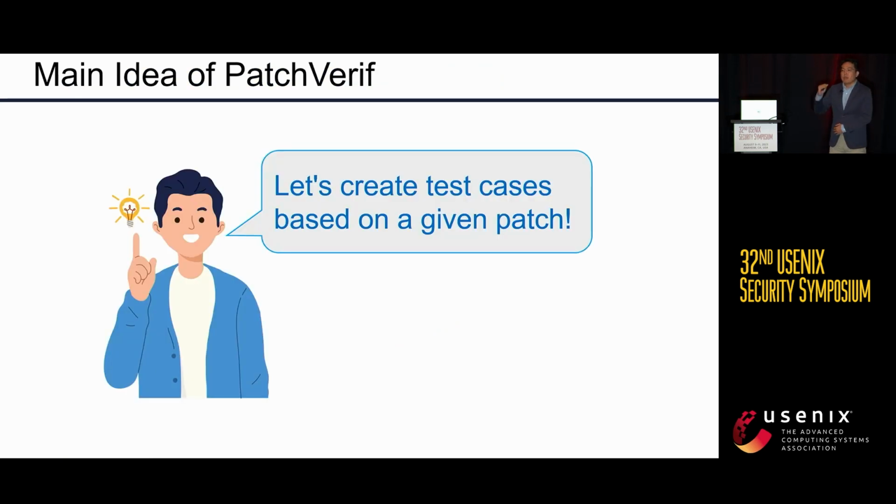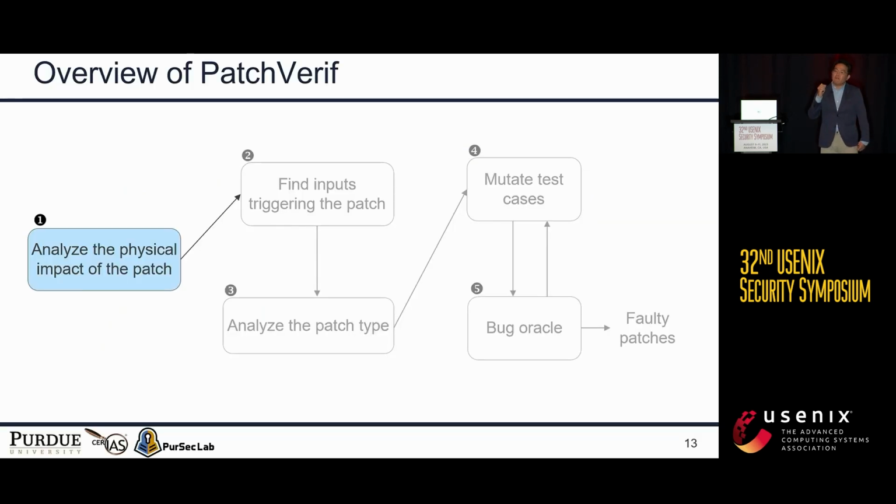Okay, the main limitation of manually defined test cases is that they always test the same scenario again, regardless of the patch code. In order to tackle this issue, our main idea is that we can mutate test cases based on a given patch code snippet. That's why we developed a new patch verification framework. Its name is PatchVerif. PatchVerif consists of 5 different components. Let me explain each component step by step.